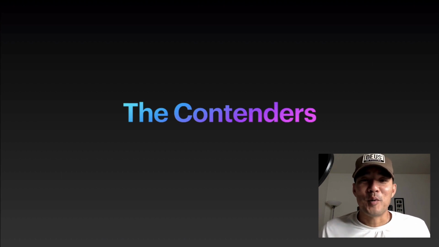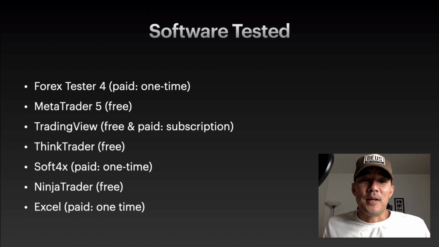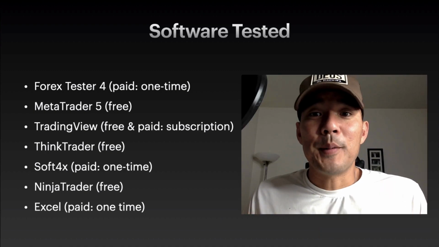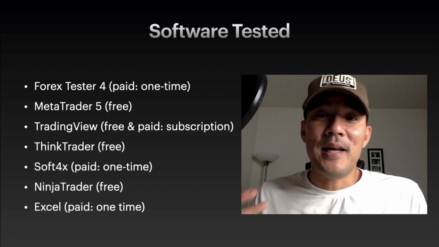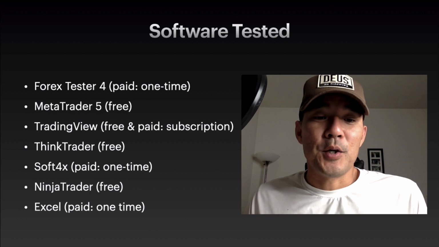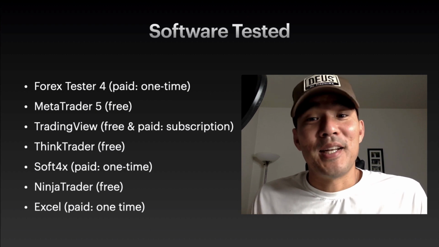Now let's take a look at the contenders. All right, here are the software products that I'm going to be testing. First one is Forex Tester. It's a paid one-time fee. MetaTrader is free. With TradingView, I'm going to be testing both the paid and free plans. There's going to be ThinkTrader, Soft Forex, NinjaTrader, and Excel. And you're probably wondering why I threw Excel in there, and I'll explain that in a little bit.